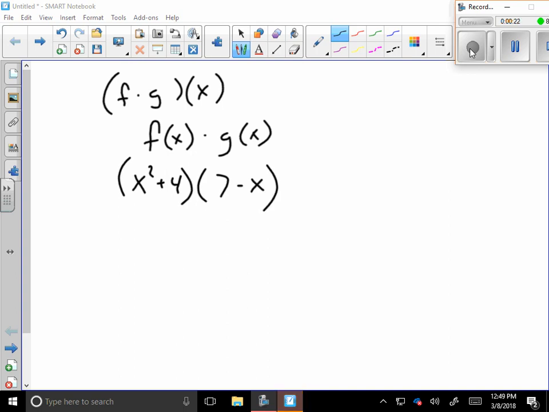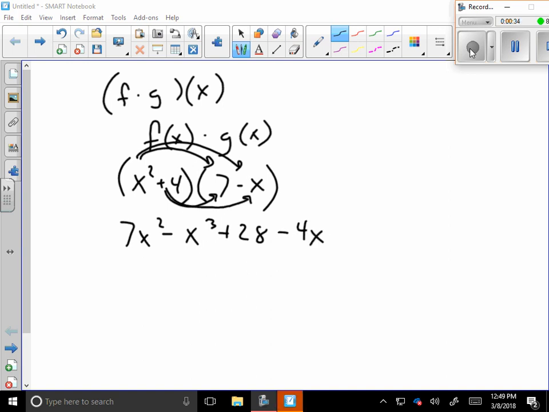When you FOIL that out, 7x squared minus x to the third plus 28. 4 times negative x is minus 4x. And all of these are unlike terms, so this is where you have to leave your answer.